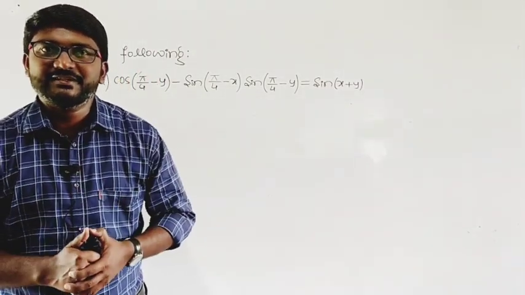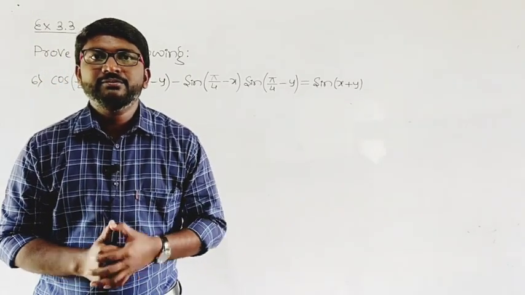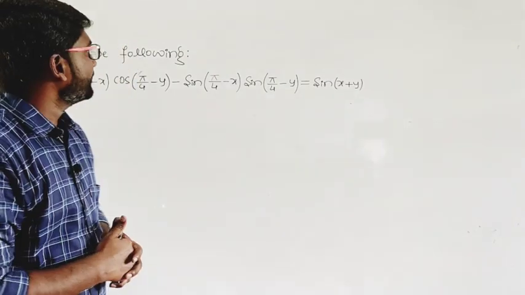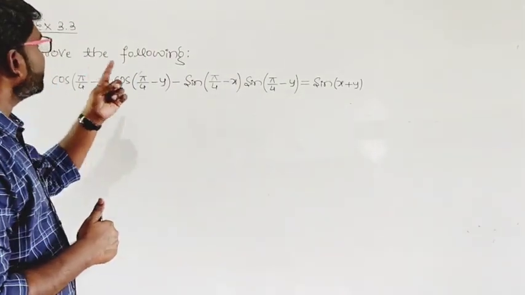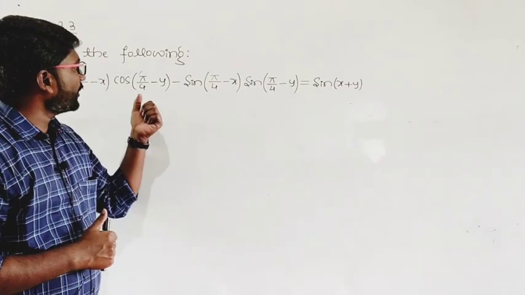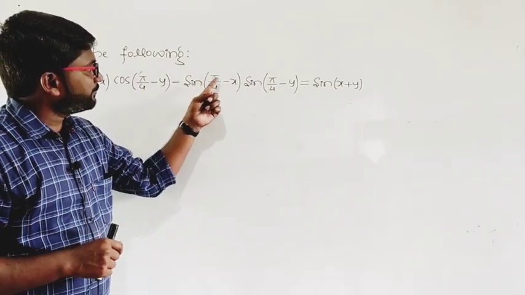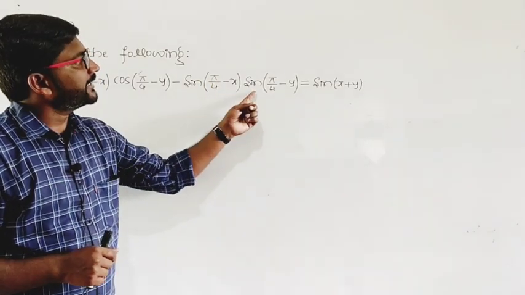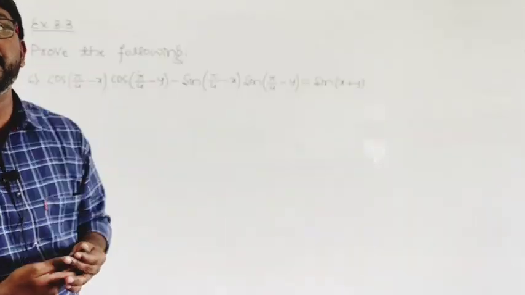So in the last class we started with exercise 3.3 and solved up to the fifth problem. So in today's class, let us continue with the next question. Prove the following: cos of pi by 4 minus x into cos of pi by 4 minus y minus sin of pi by 4 minus x into sin of pi by 4 minus y, which is equal to sin of x plus y.